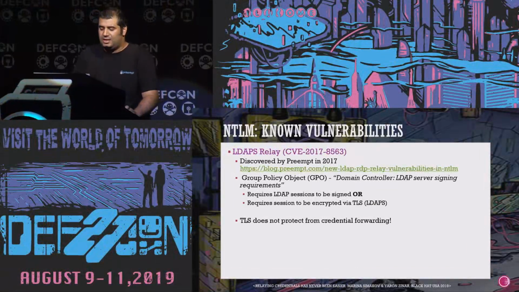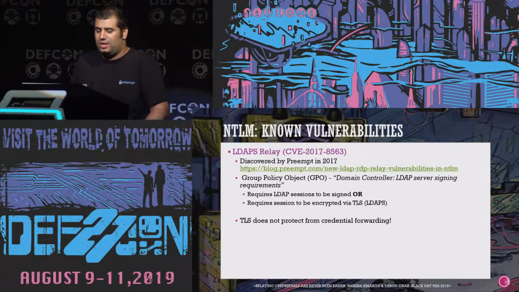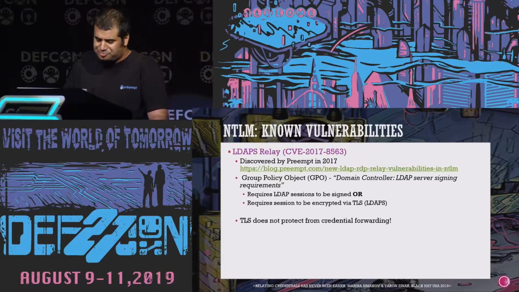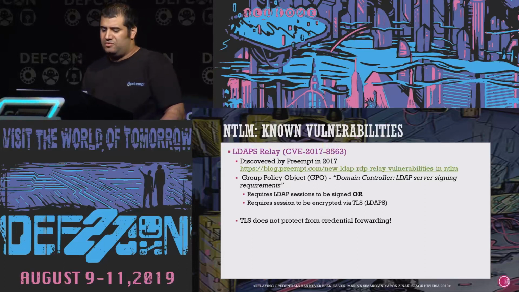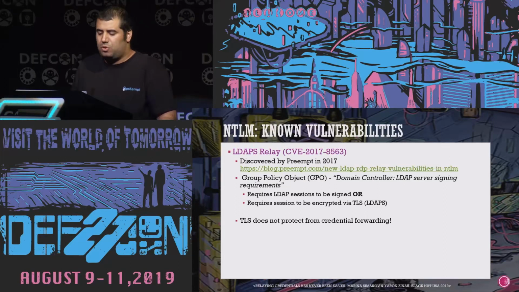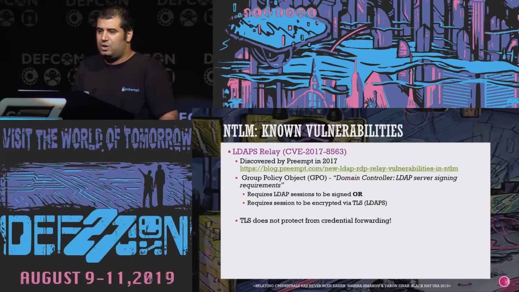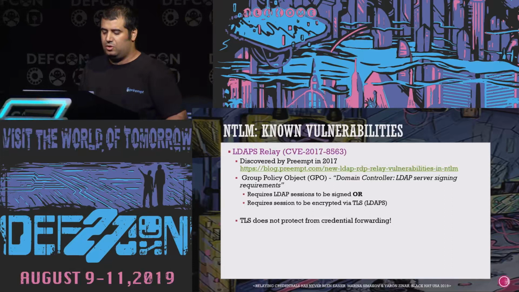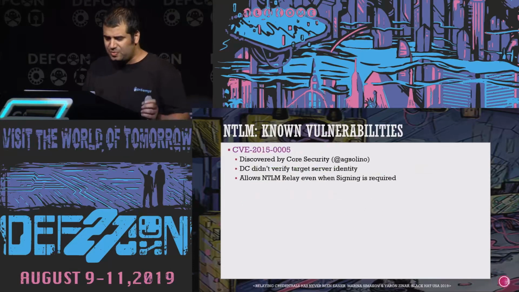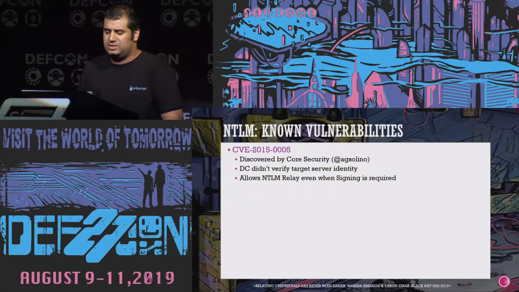This means that LDAP servers were completely vulnerable to NTLM Relay over LDAPS. We disclosed this vulnerability to Microsoft 2 years ago, and they fixed it by enabling EPA on LDAPS sessions. It is important to note that LDAP is still vulnerable by default, since the GPO is not enabled by default, and EPA is not enabled by default on LDAPS sessions. The next vulnerability I want to discuss was disclosed in 2017 by Core Security by Alberto Solino.